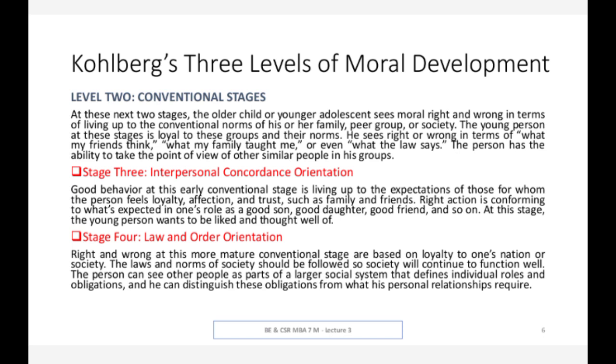He sees right or wrong in terms of what my friends think, what my family taught me, or even what the law says. The person has the ability to take the point of view of other similar people in his groups. Stage 3, interpersonal concordance orientation.